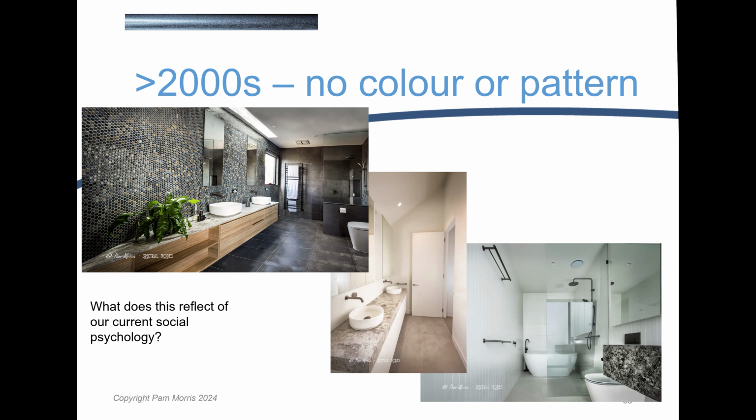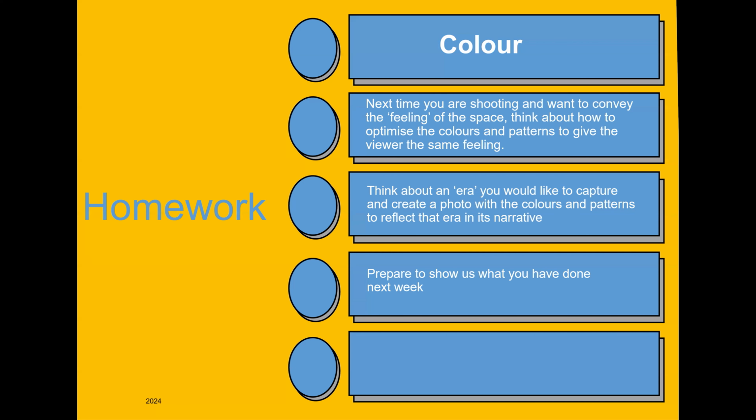But that's what I want to leave with you today, was really thinking about colour when you're composing your photographs. If you're trying to tell somebody something about a place, try and get the colours in the background and the subject that add to that narrative. So next time you're shooting and want to convey that feeling of the space, think about how to optimise those colours and patterns to give the viewer the same feeling.